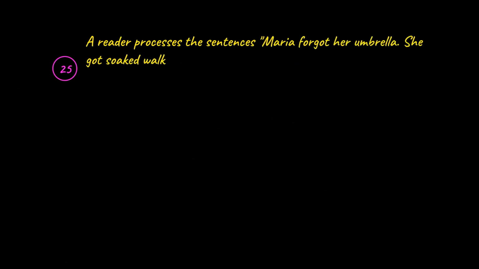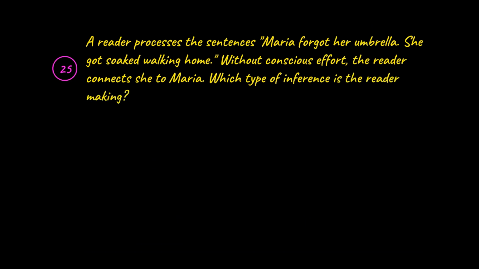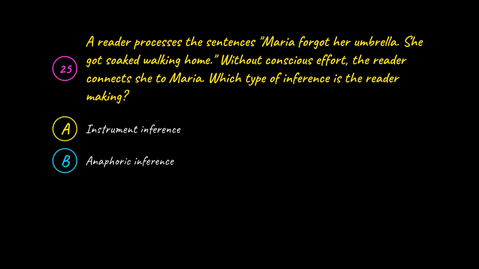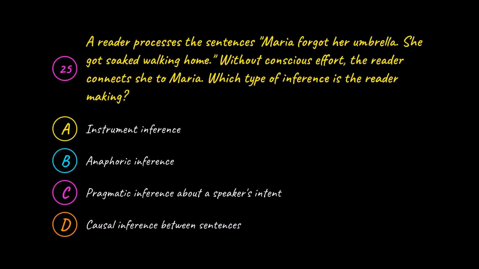Question 25. A reader processes the sentences, Maria forgot her umbrella. She got soaked walking home. Without conscious effort, the reader connects she to Maria. Which type of inference is the reader making? Your options are A. Instrument inference, B. Anaphoric inference, C. Pragmatic inference about a speaker's intent, D. Causal inference between sentences. Which one is it? Pause the video if you need more time.